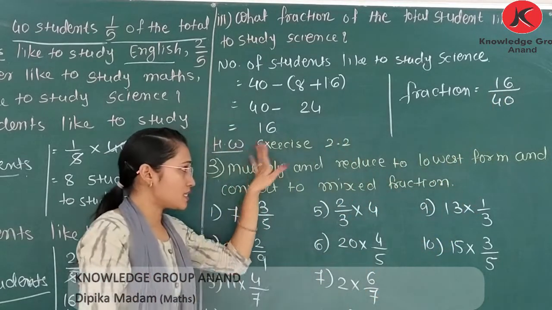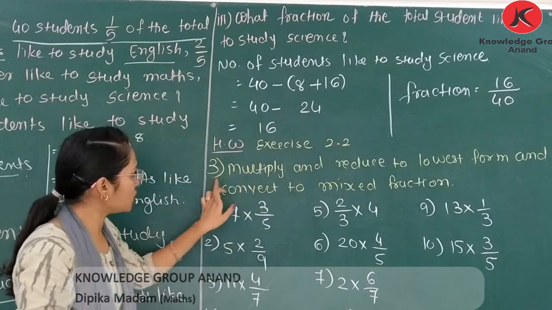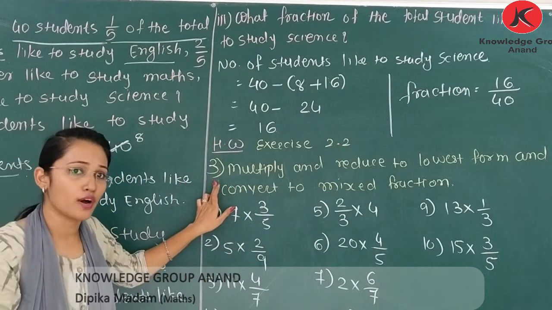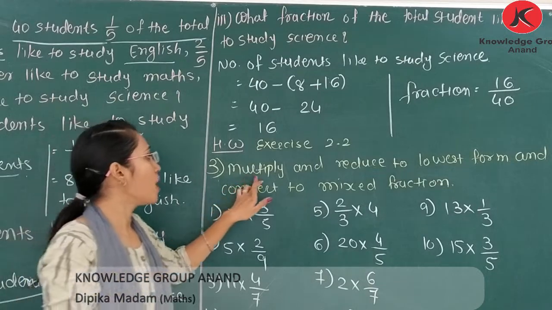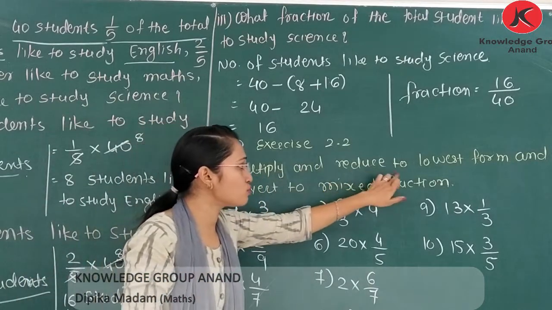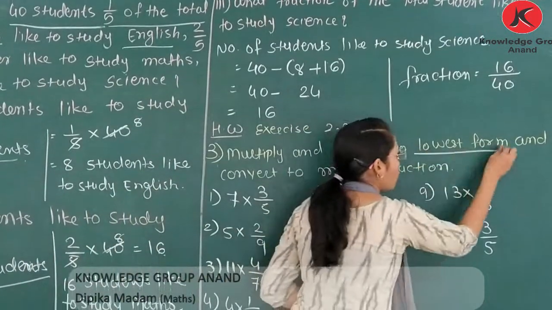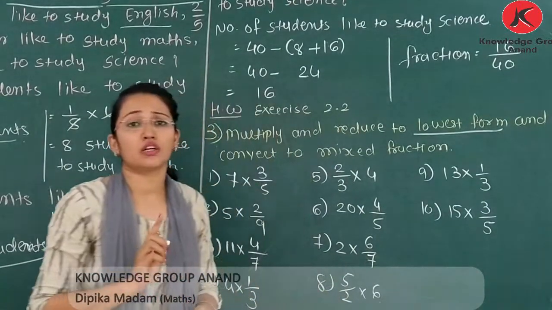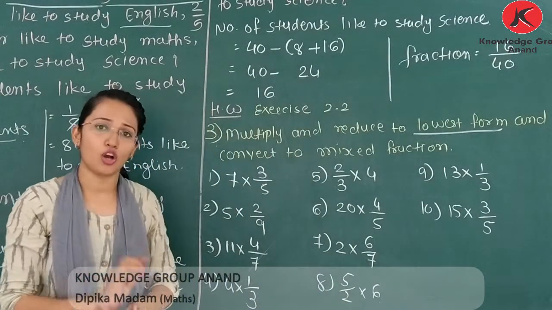Now, exercise 2.2, question number 3, that is homework. Here what you have to do, multiply and reduce to the lowest form. Lowest form means if there is a common factor, first of all cut the common factor.